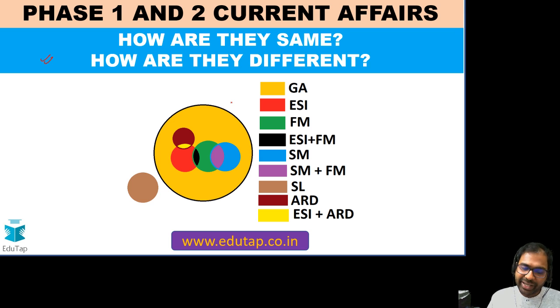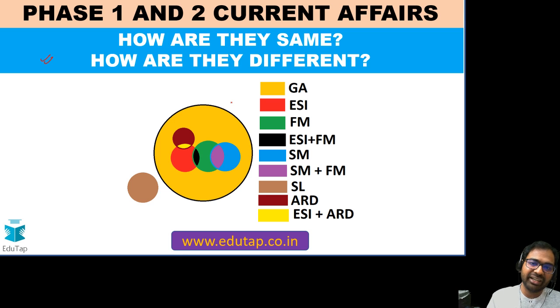Study this slide very, very carefully. This is the gist of everything I am saying. This is the basis of the design of our current affairs magazine. This is EduTap's way of covering current affairs. This is what makes us different from other institutes. This is what will help you in covering phase 1 as well as phase 2 current affairs for RBI, NABARD as well as SEBI in a very comprehensive manner, in an easy manner.